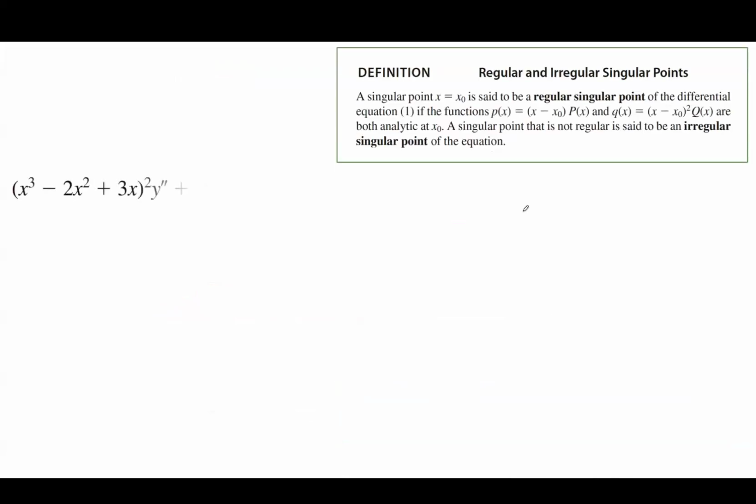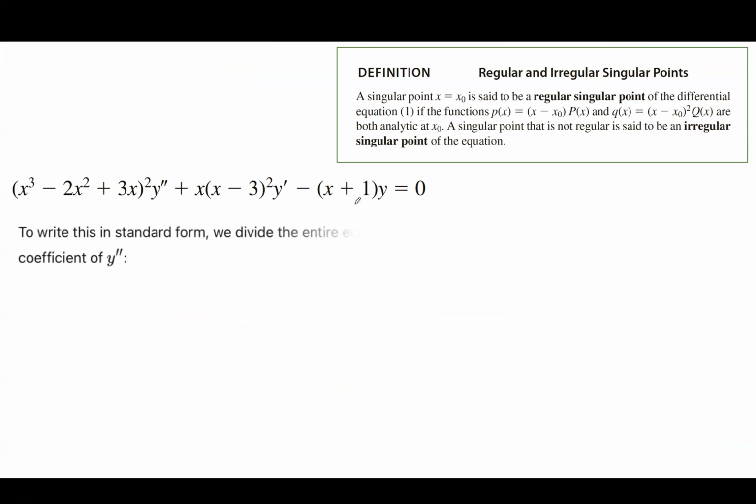Let's take a look at another example. We are making it more interesting. Now here you have (x cubed minus 2x squared plus 3x) to the power 2 times the second derivative of y plus x times (x minus 3) to the power 2 y prime minus (x plus 1) times y equal to 0. We can write this in standard form by dividing everything by the leading coefficient, which is (x cubed minus 2x squared plus 3x) to the power 2.